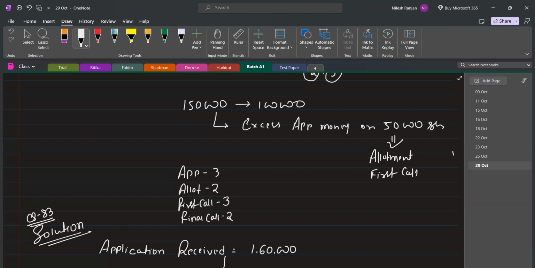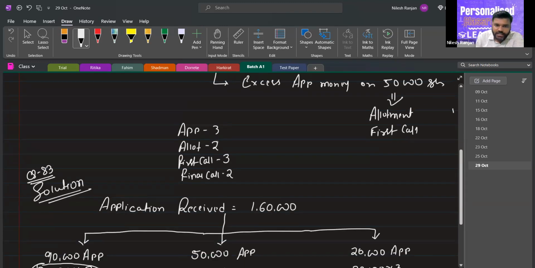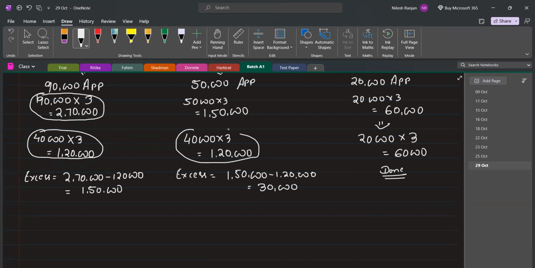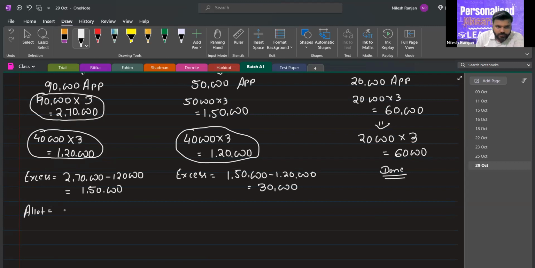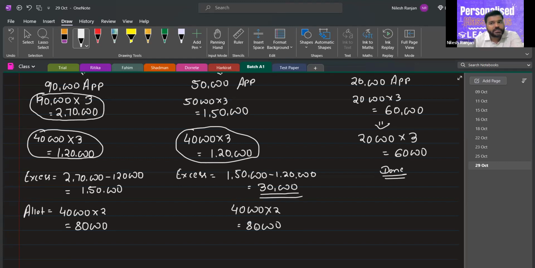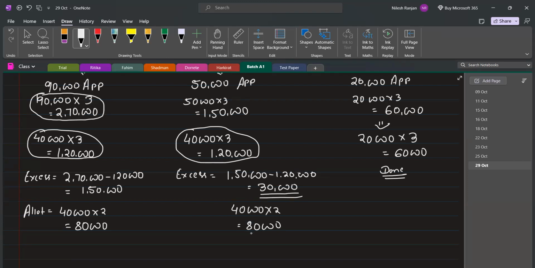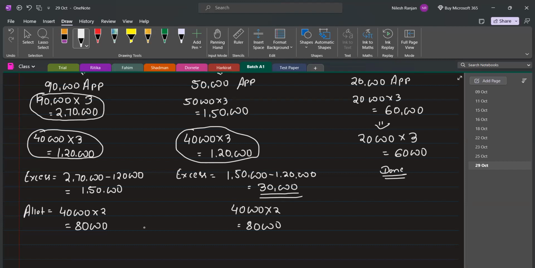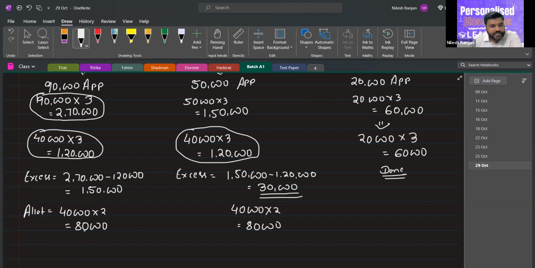Okay, so in allotment, the maximum money that we can utilize is 2 rupees on the allotted share. So we have allotted 40,000 shares. So on allotment, we can only utilize 40,000 into 2, that is 80,000. Here also 40,000 into 2, that is 80,000. It means the total money will be utilized in allotment itself. So we need at least 50,000 in allotment in the second category.